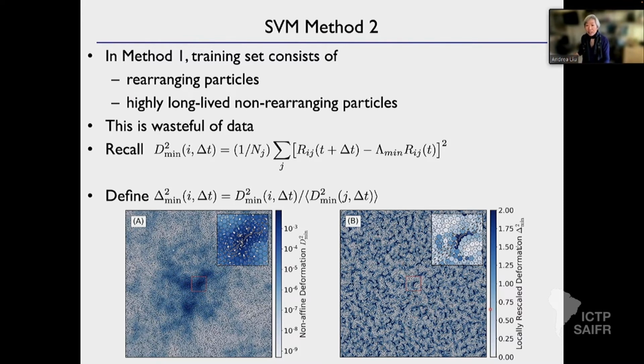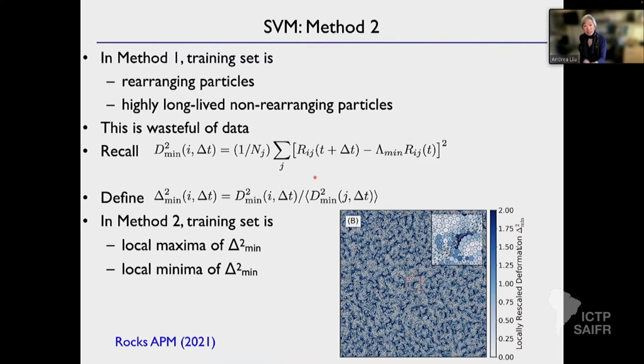And if you look at delta squared min, it looks like this. You see things everywhere. You see all this other stuff starting to pop up. Before, you didn't see anything far from the rearrangement because the strain field just decayed away, and that was dominating everything. Now that we divide out that elastic tail, you can see this coming up, and now we can train on local minima and maxima of delta squared min instead of D squared min, and that's a lot more data. So that's method 2.